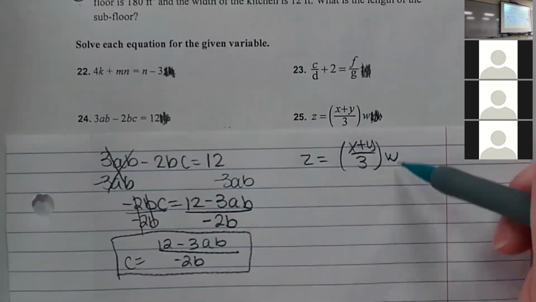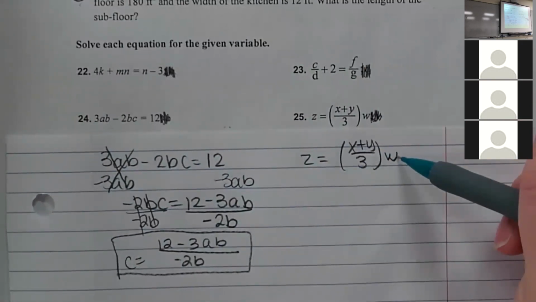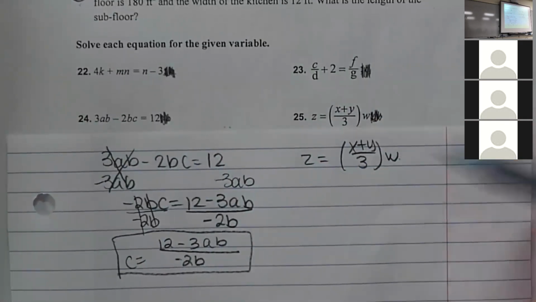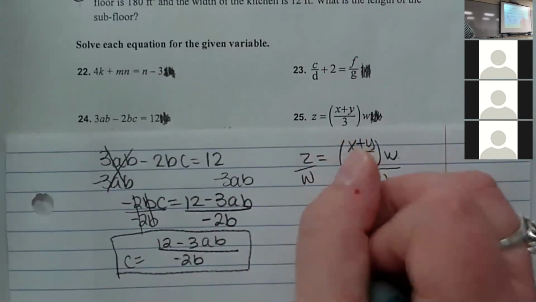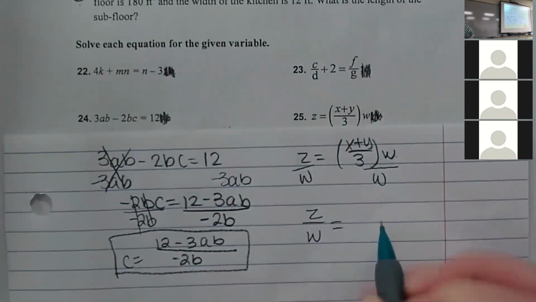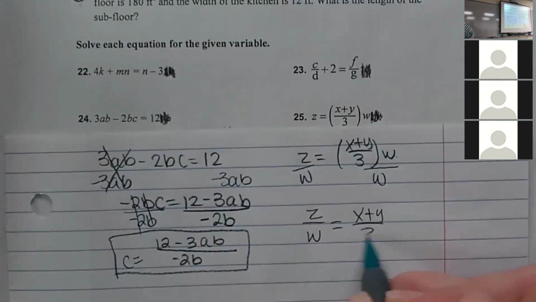I can't get to that letter until I get rid of this one, right? So this one's multiplying. What's the opposite of multiplying? Dividing. So let's divide out w. So I have z over w equals x plus y over 3.